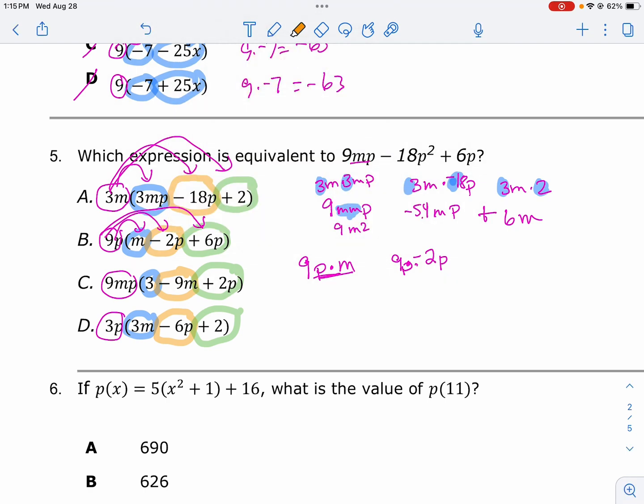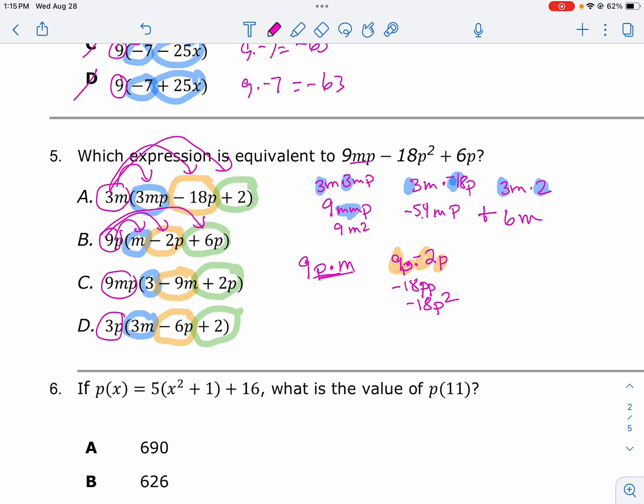This time we're doing 9 times negative 2, which is negative 18. And then I have P times P, which if you have two P's, isn't that the same thing as P squared? So negative 18P squared. So far, B looks good. 9MP or PM, negative 18P squared.